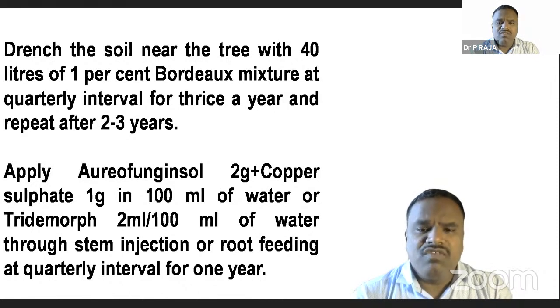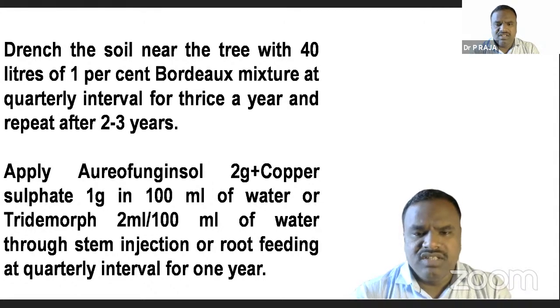Thereby we can control the pathogens. And also we can go for root feeding. Apply aureofungin 2 gram and copper sulfate 1 gram in 100 ml of water. This is a very specific chemical which is used to kill Ganoderma. Aureofungin salt 2 gram plus copper sulfate 1 gram in 100 ml of water, and if it is not available, then tridemorph 2 ml per 100 ml of water, and we have to give this as stem injection and root feeding. These two methodologies are different. I'll show these two things in a separate video. Okay, so there's root feeding as well as stem injection.